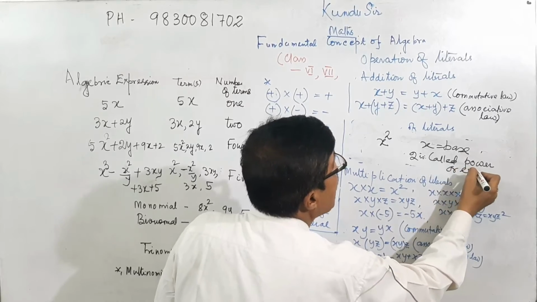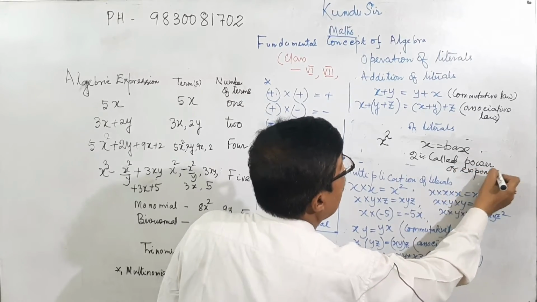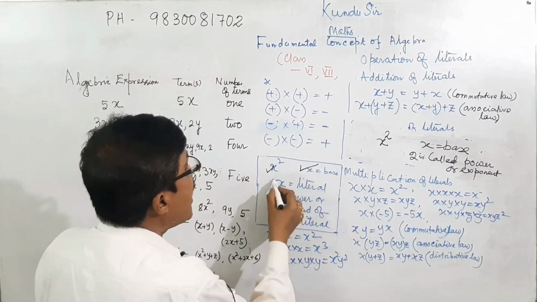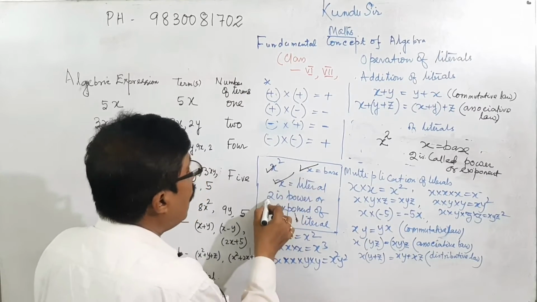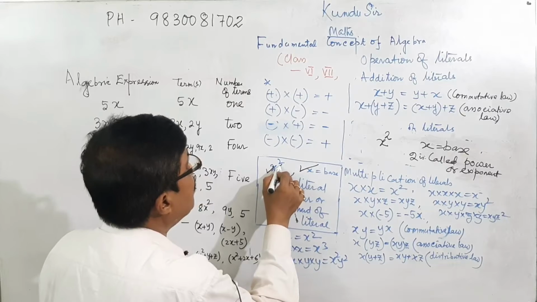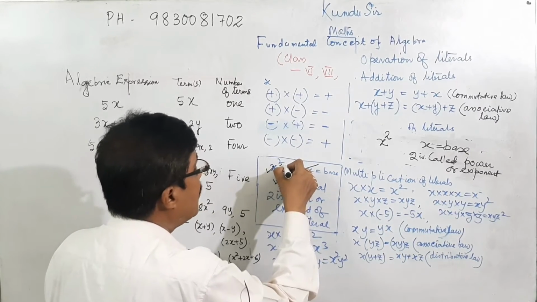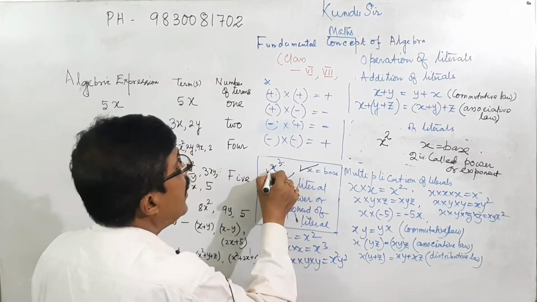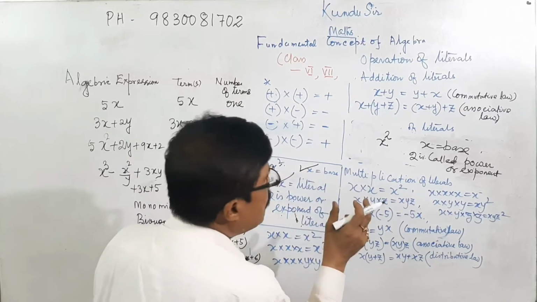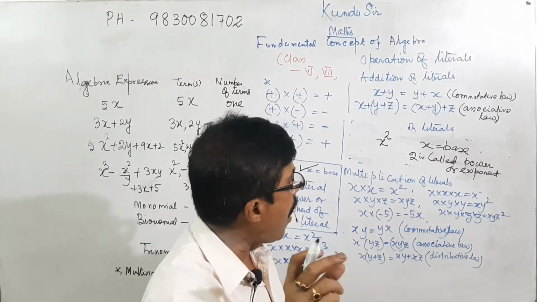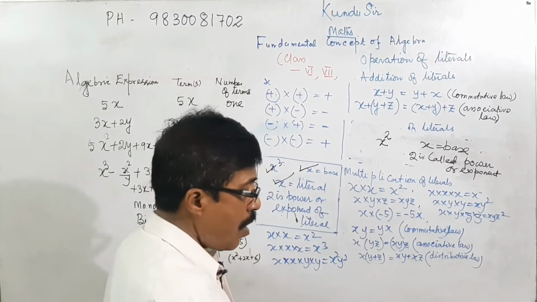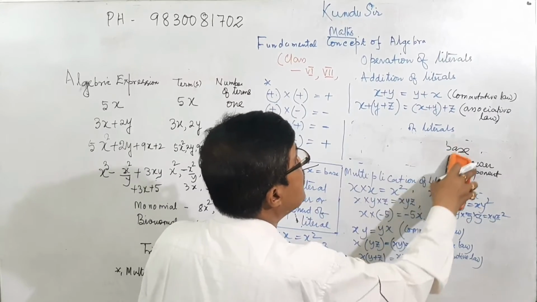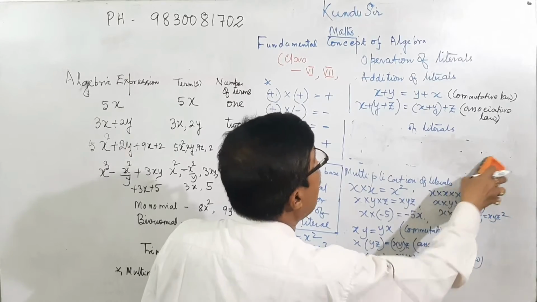It is already mentioned here, x square. x is the base, x is a literal term, and 2 is the power of this base, that is, the power of x. 2 is the power or exponent of the literal, and the literal here is x. x square equals x is the base, 2 is called the power or exponent. Now I am explaining another thing. Before learning multiplication, it will be very easy to learn base and power.